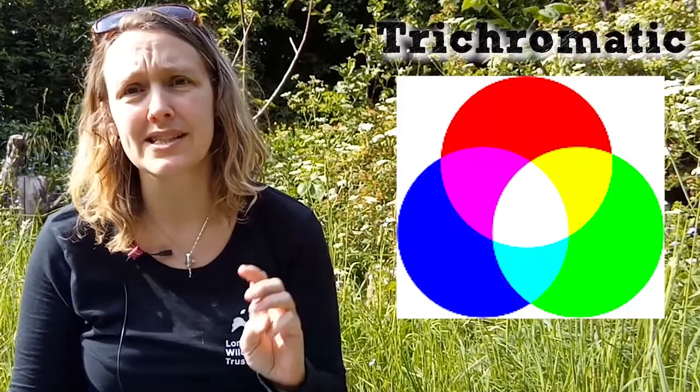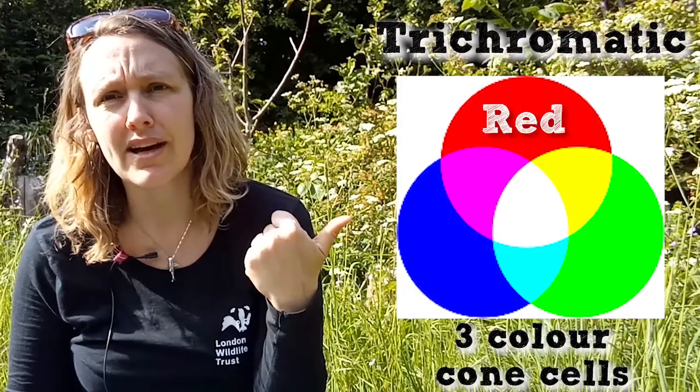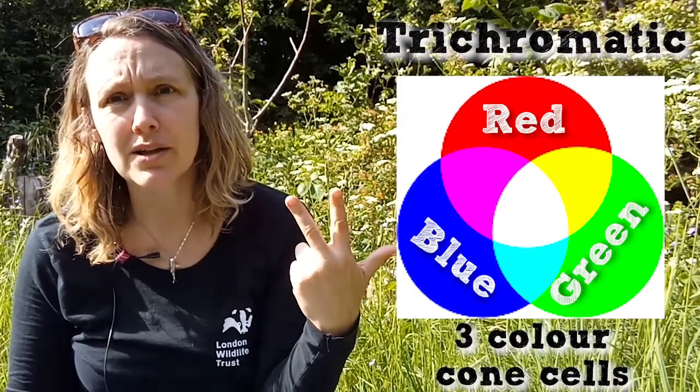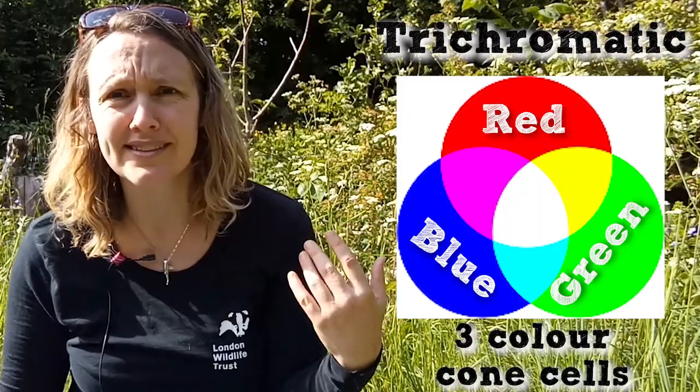Us humans and other primates are trichromatics, meaning we have 3 cone cells. We can see red, blue and green, but by combining these all together we can see many different colours. But what about other animals?